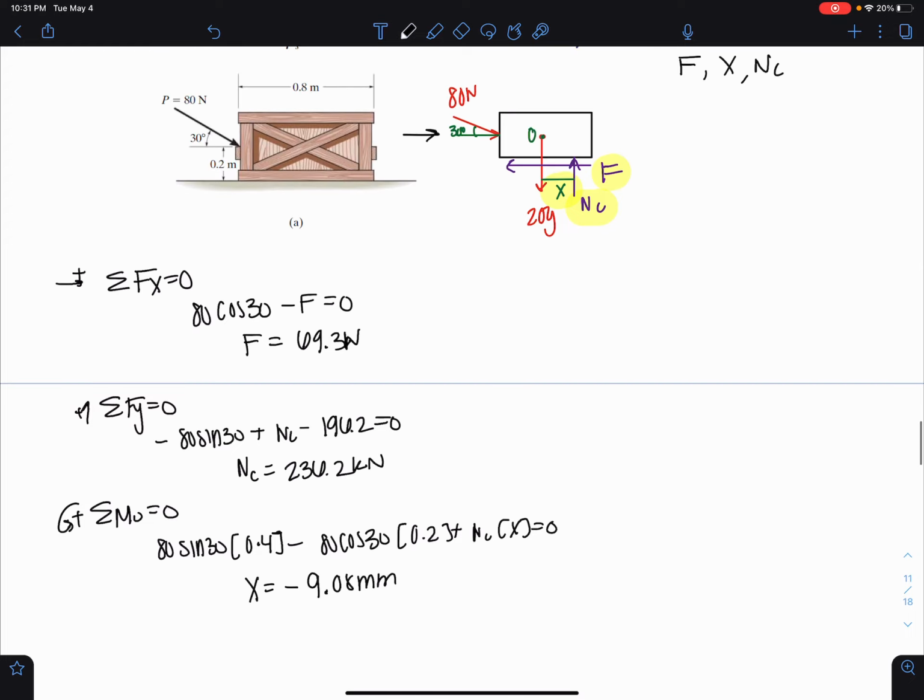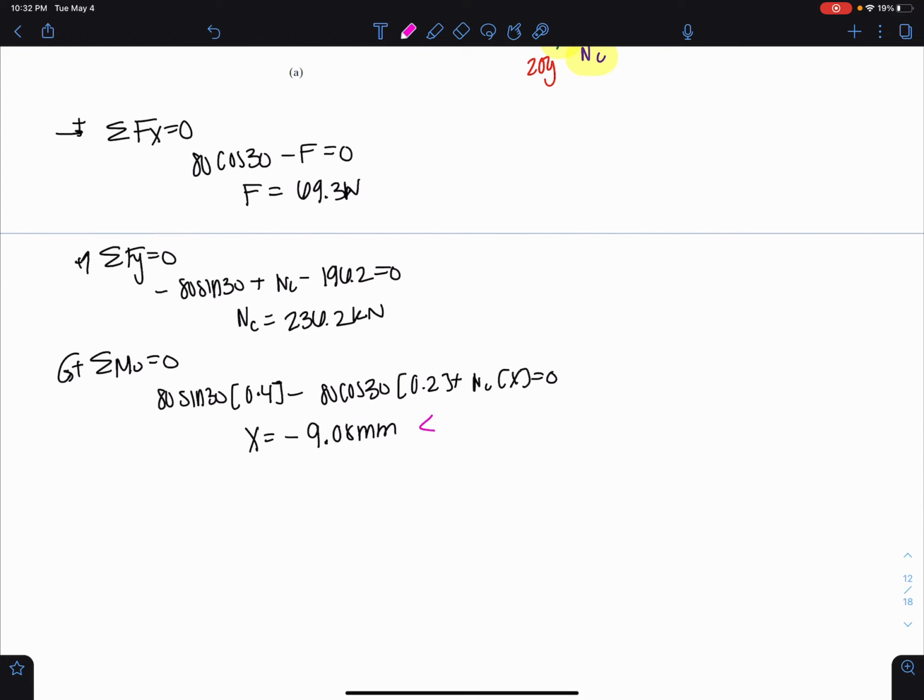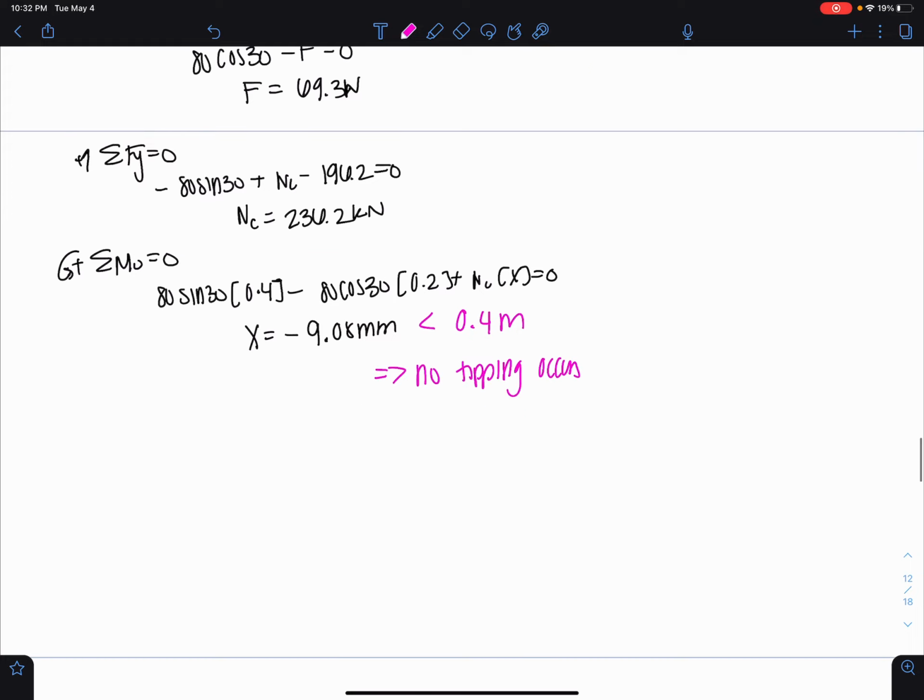Okay, what does that mean? That means that actually our resultant acts to the left of O, not to the right where I drew it. It actually acts to the left. Really, it's here. Now, why does this result tell us that no tipping occurs? Because the location of the normal force is less than 0.4 meters, which means no tipping. Once the normal force acts past the centroid, to the right of the centroid, it has to counteract the tipping force. But if it's acting before the centroid, that means that the force P is not great enough to cause tipping. Okay, so now we're good with that.